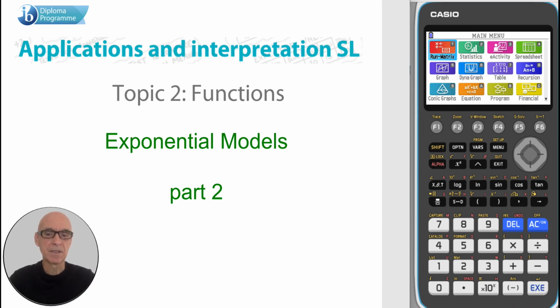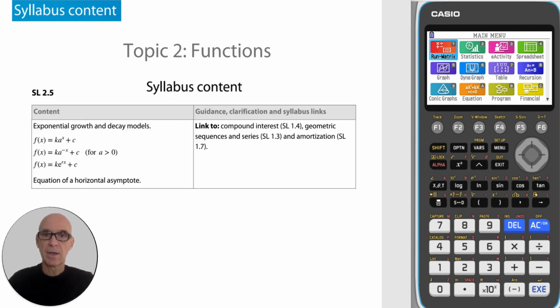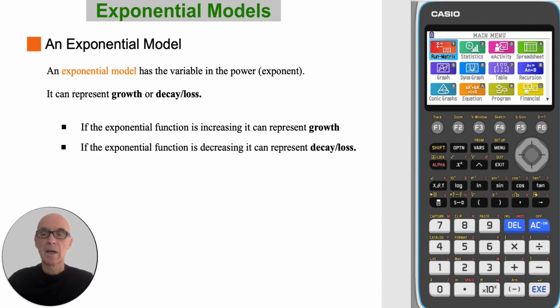Hello, this is the second of two videos on exponential models, as shown here in the syllabus. An exponential model has the variable in the power. If the exponential function is increasing, it can represent growth. If the exponential function is decreasing, it can represent decay or loss.